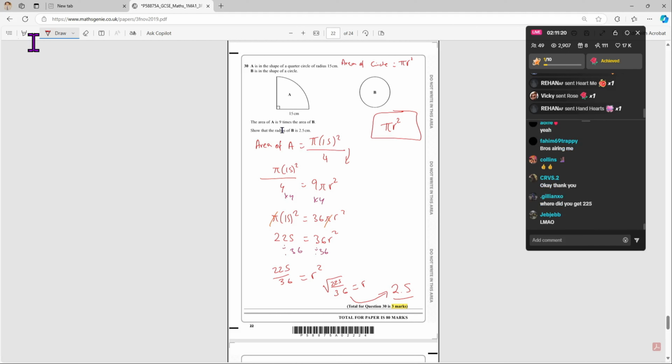Where did I get 225 from? 15 squared is 225, guys.